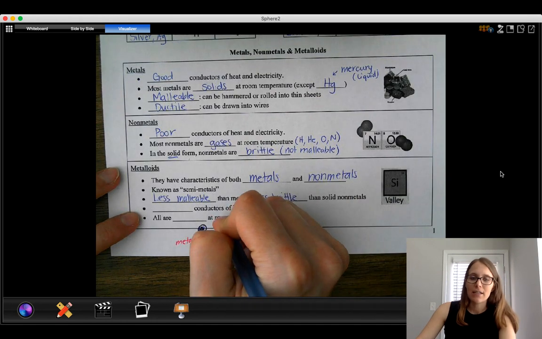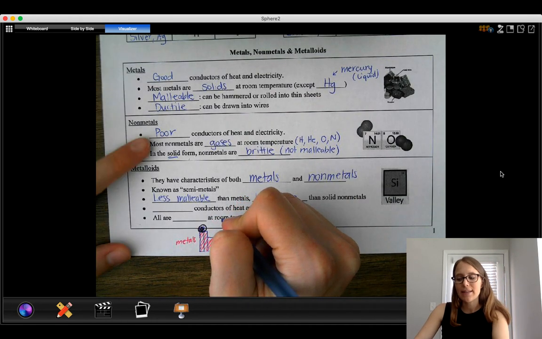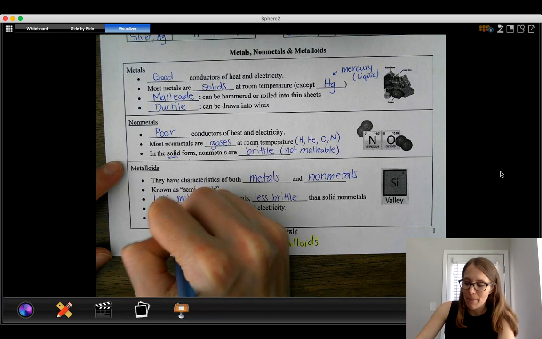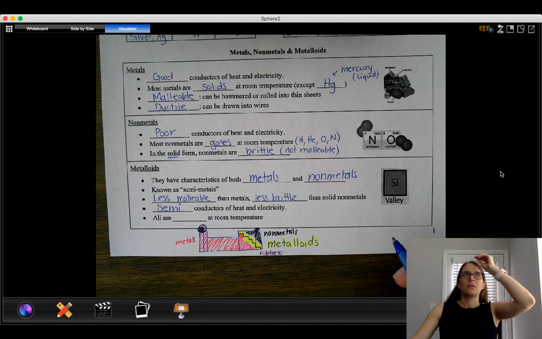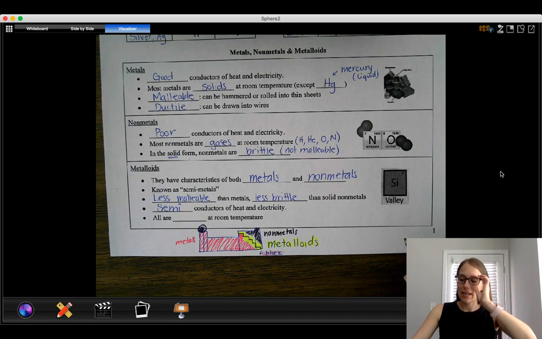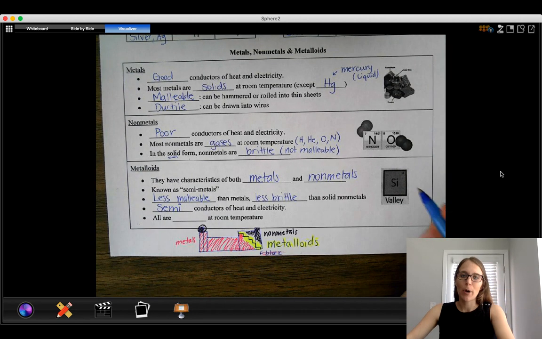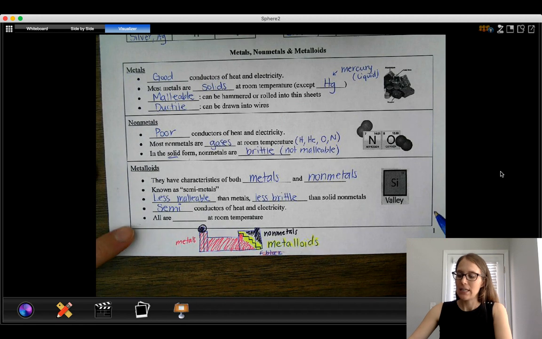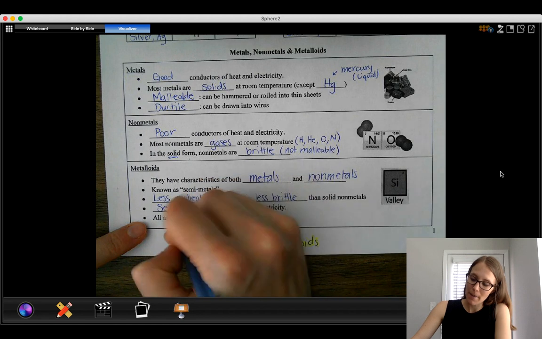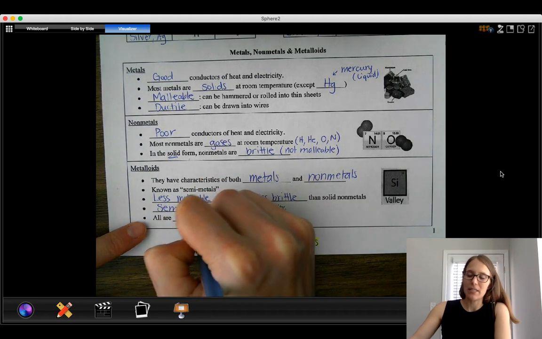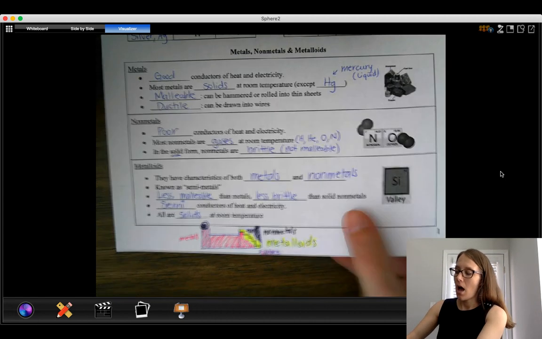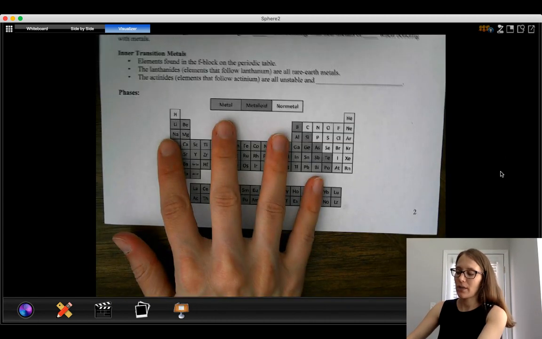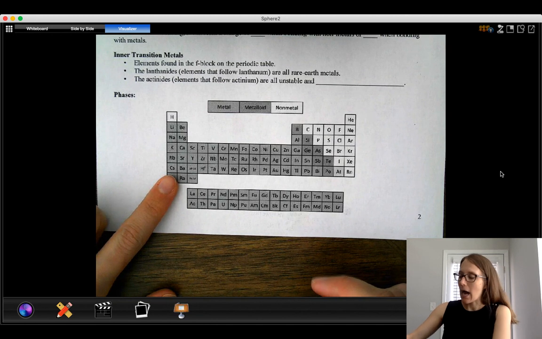In terms of their conductivity, they're not exactly good conductors, but they're not exactly poor conductors. We call them semiconductors, and that's really important in the computer business. Any kind of technology that uses computer parts and chips, a lot of that has semiconductors, and those are made out of metalloids. So your cell phone has them. And all of our metalloids are going to be solids at room temperature. And there's no exceptions to that. They're just all solids.